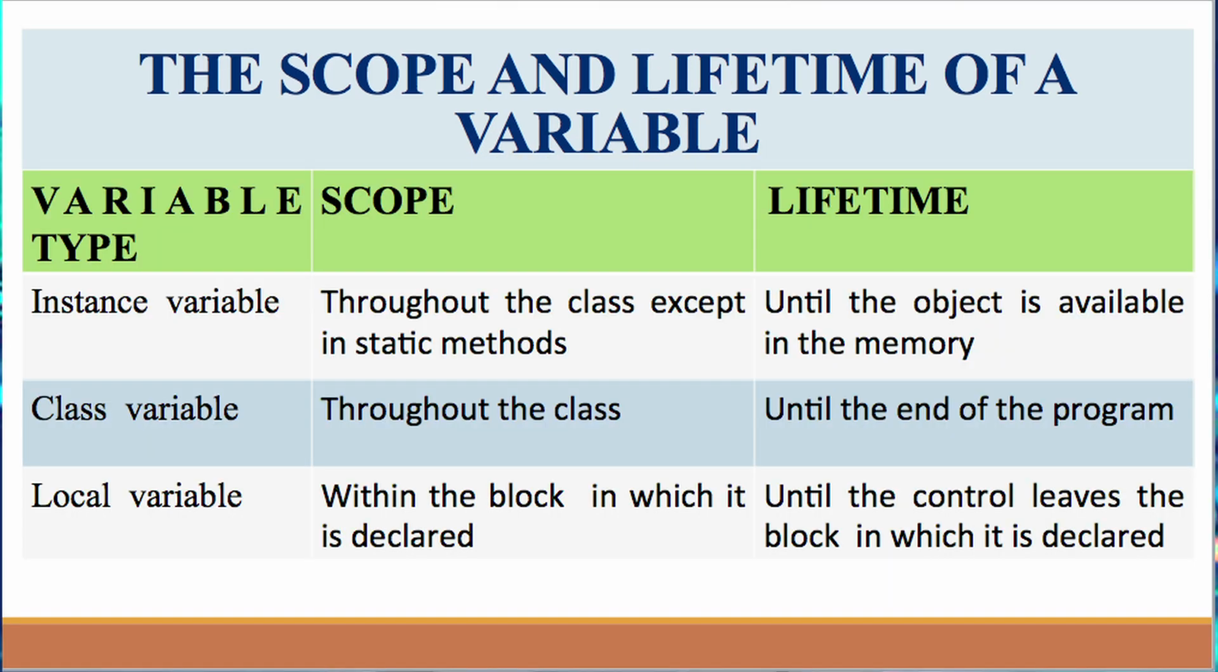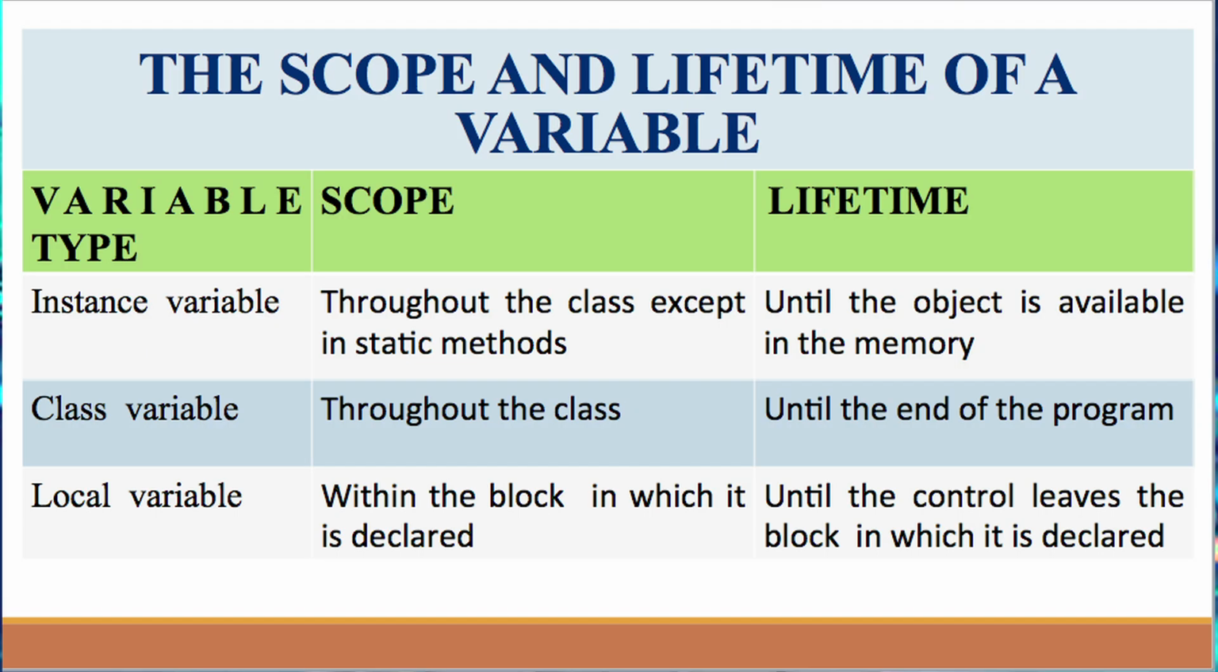And this is the last slide. Finally, the scope of these three types of variable. An instance variable is usable throughout the class except in the static method, and its lifetime is until the object is available in memory. The second one is the class variable, also called a static variable, because it is represented by the class. Its scope is throughout the class, and its lifetime is until the end of the program.